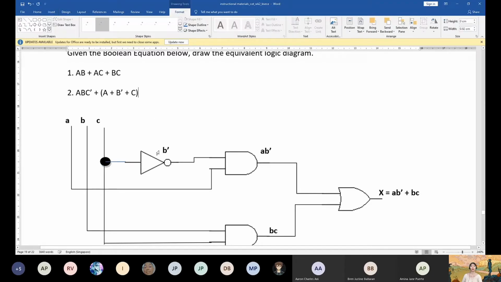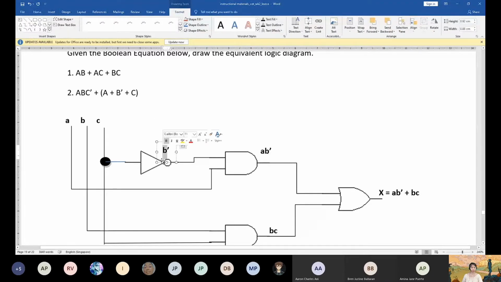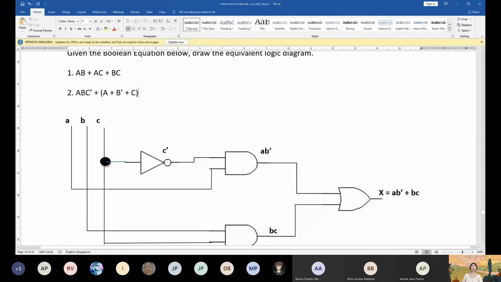So we now have C prime. And then you have AB. So let's have AB first. We associate AB first because, take note, A times B times C prime calls for a three-input AND gate. But we only have two inputs, right? Yes, it calls for three inputs, but we only have two inputs.